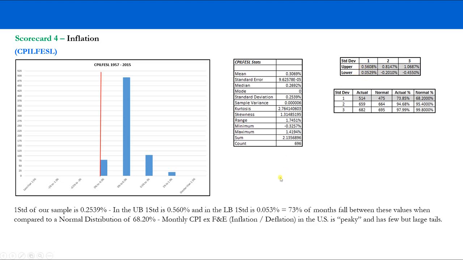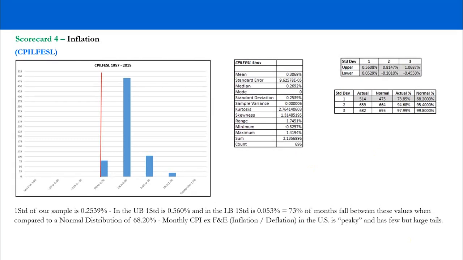In the lower bound, our one standard deviation move in a month is actually still positive, which is very surprising. It basically means that there's an incredible skew towards positive data in this data set. So again, we're starting to learn an awful lot about this data, not just when we look at it on a standalone basis, but also when we're comparing to a normal distribution and also comparing to its cousin, if you like, the CPI, including food and energy.